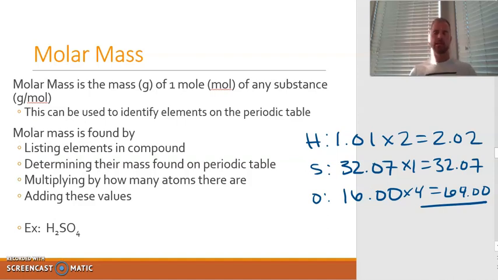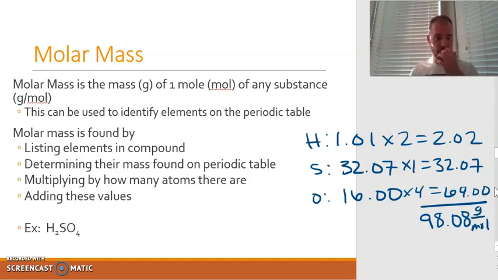Lastly, I'm going to add them together. So 2.02 plus 32.07 plus 64.00. And since I did 2 decimal places on all of these numbers, I'm also going to do 2 decimal places in my final answer, 98.08. And my units are grams per mole.